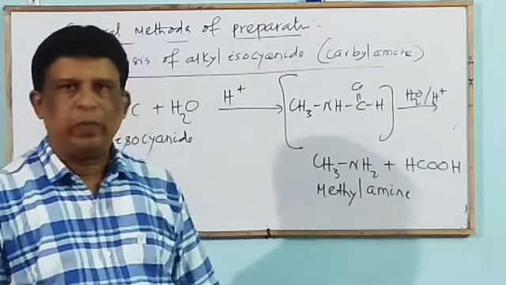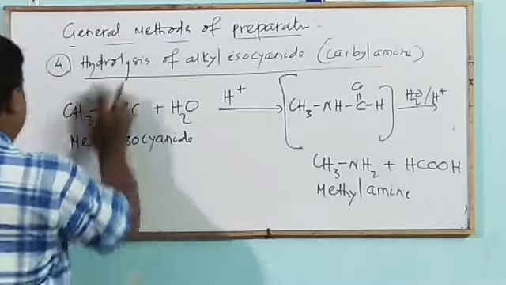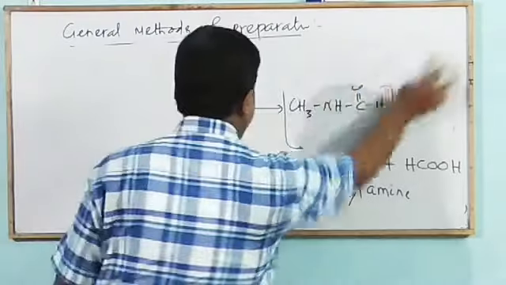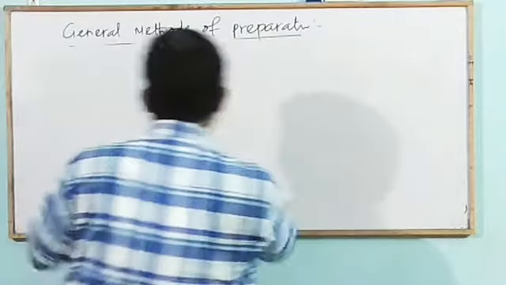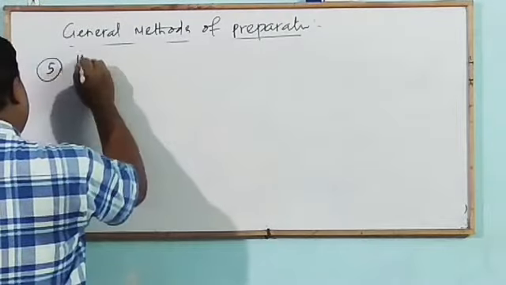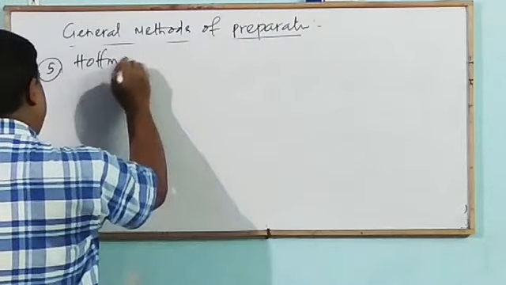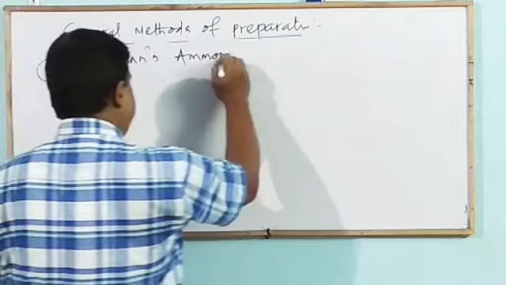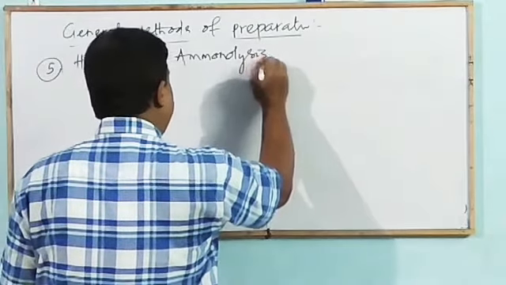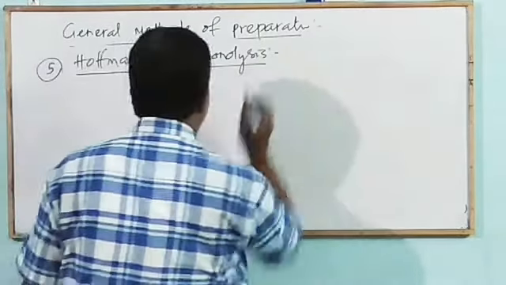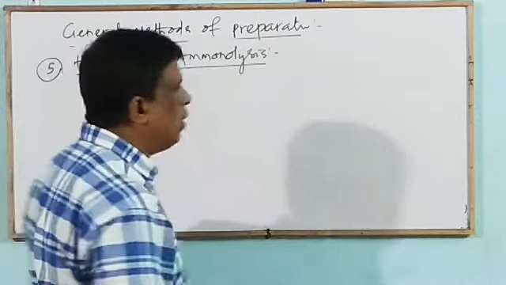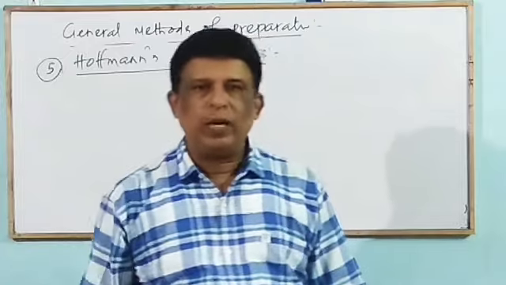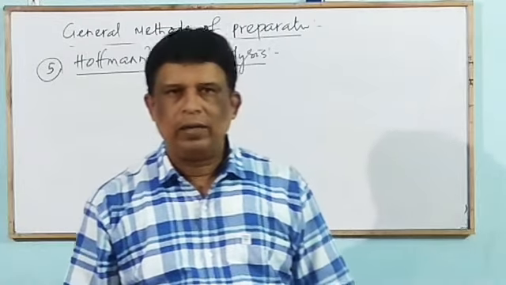Next, switch over to the fifth method. The next method is Hofmann ammonolysis. What do you mean by ammonolysis? The process of addition of ammonia is known as ammonolysis. So here we add ammonia to alkyl halide.